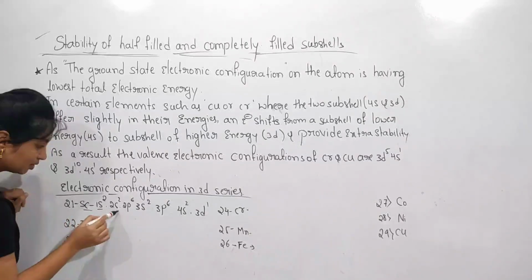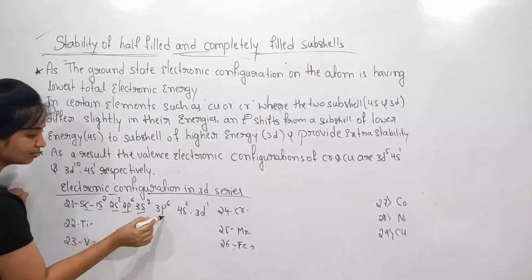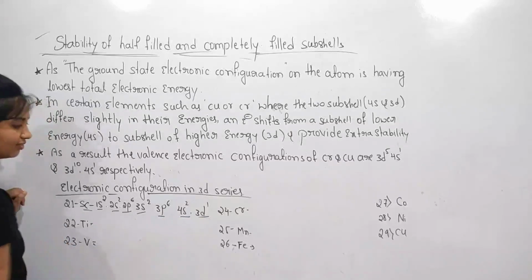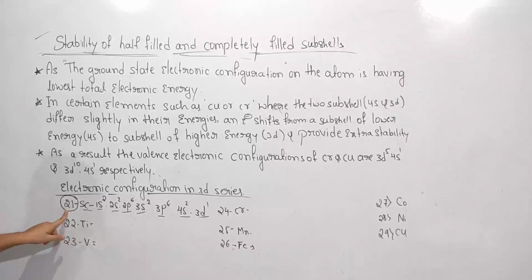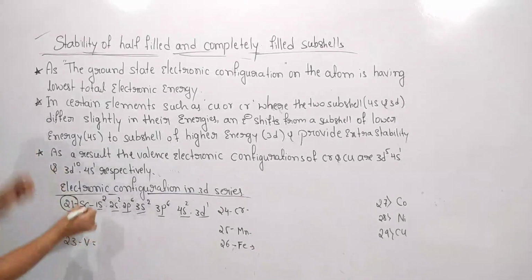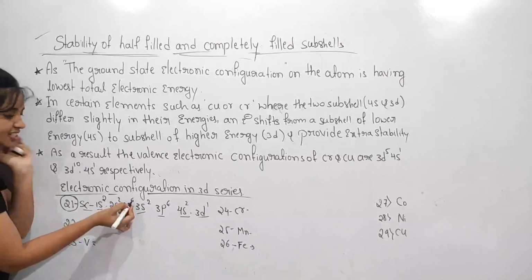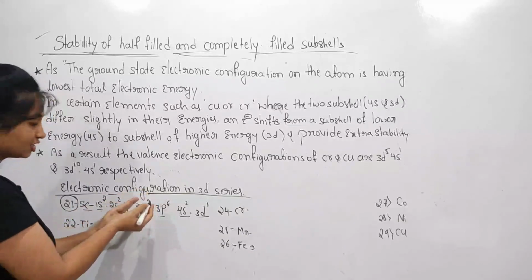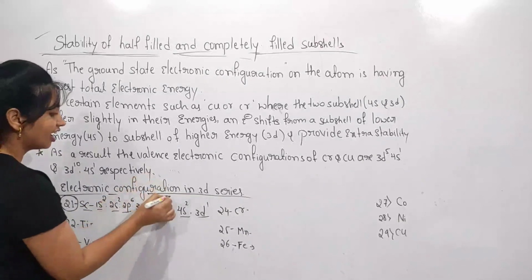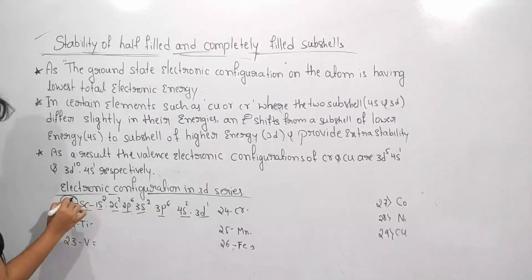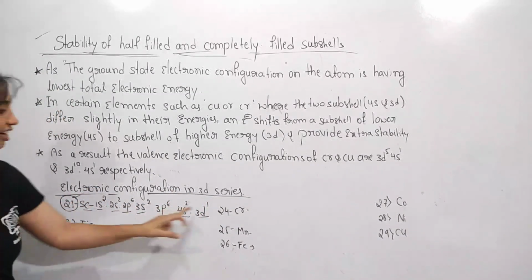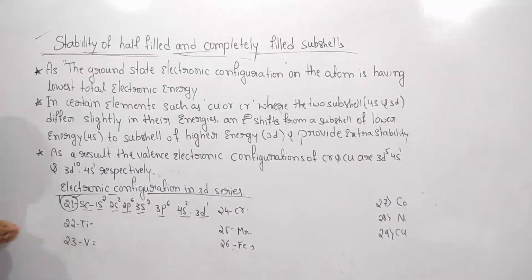Scandium: 1s2, 2s2, 2p6, 3s2, 3p6, 4s2, 3d1. The atomic number of scandium is 21: 2 plus 2 is 4, 4 plus 6 is 10, 10 plus 2 is 12, 12 plus 6 is 18, 18 plus 2 is 20, 20 plus 1 is 21. So these are equal to 21 electrons. This is our electronic configuration of scandium.